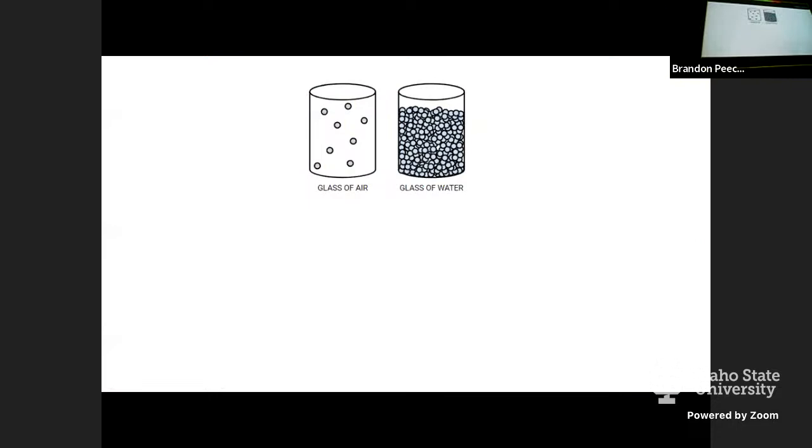Here's a really fun, totally boring figure from a chemistry or physics book. The density of these two mediums, the molecule number, a glass of air and a glass of water. Talk to your neighbors for a second. What are going to be the differences of locomoting, moving through air versus moving through water? We're going to talk to each other, please.